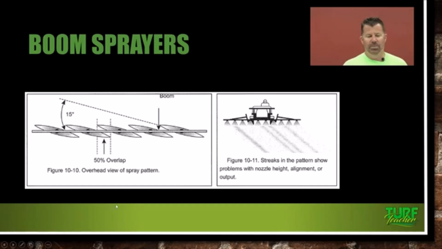That's your pre-calibration check. Remember, here's a good picture. You want 50% overlap. That's an overhead view. And look at figure 10-11. The streaks in the pattern show problems with the nozzle height, alignment, or the output.